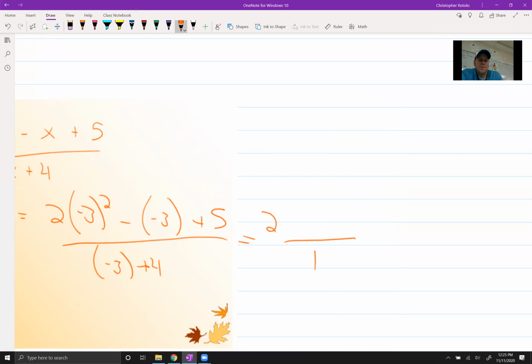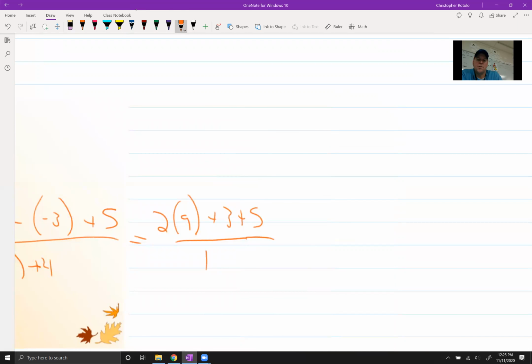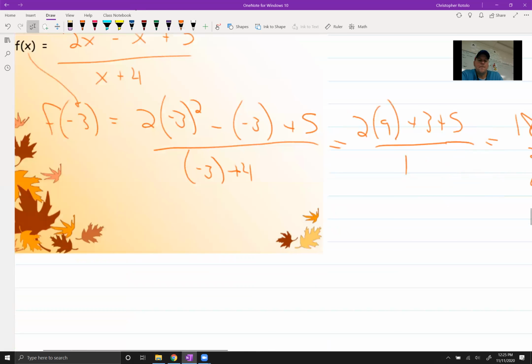What's negative 3 times negative 3? Well, that's 9. I see minus a negative. Remember we said that was intriguing. Remember, minus a negative means plus 3 and plus 5. All right, before I can do any more addition here, I need to finish my order of operations, which means multiply. So I have 18, right? 2 times 9 is 18, plus 3 plus 5. It's over 1. You know what? I'm going to stop writing that because we don't even need that. 18 plus 3, that's 21, plus 5, that's 26. So 26 over 1, or just 26, becomes our final answer.